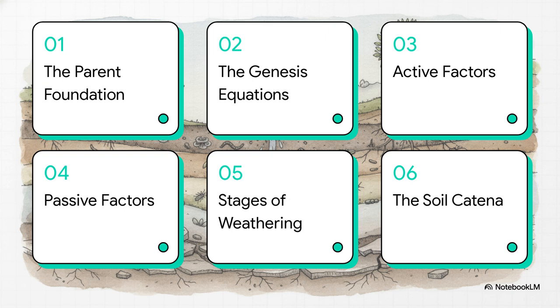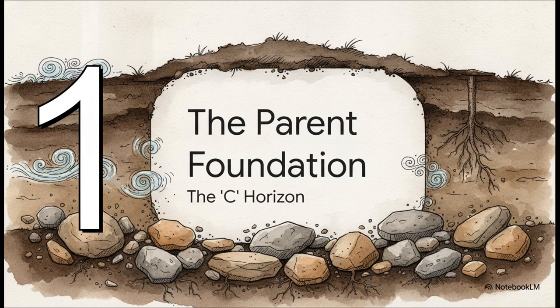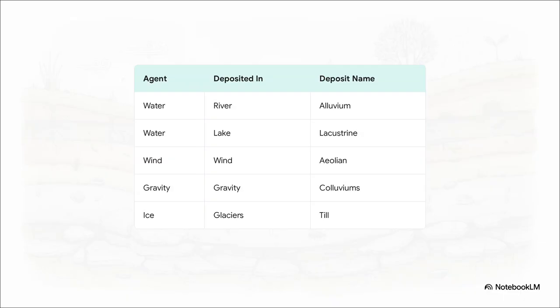Let's get to it. First up, Section 1, the parent foundation, or, as pedologists call it when looking deep into a trench, the C horizon. So, what's really interesting about this slide is how the method of transportation drastically alters the soil's final potential. The source material defines this parent material as the unconsolidated, chemically weathered mineral or organic matter that soil develops from. Basically, it's the raw material.